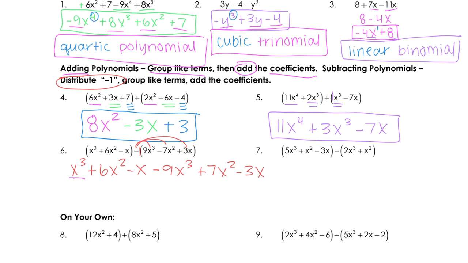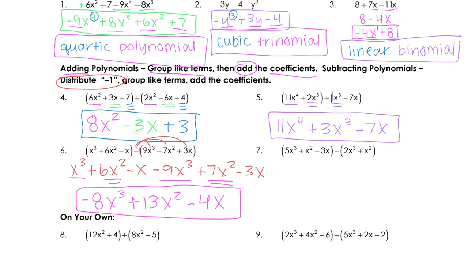Then from here, I can go ahead and combine my like terms. So I see a degree of 3, which is my highest. So if I combine both of those together, I would get negative 8x cubed. Then I see x squared would be my next highest. So if I add those, I get plus 13x squared. And then last but not least, we have negative x and negative 3x makes negative 4x. And this would be my final answer. If we were to name this, a degree of 3 would be cubic, and then 3 terms makes this a trinomial.